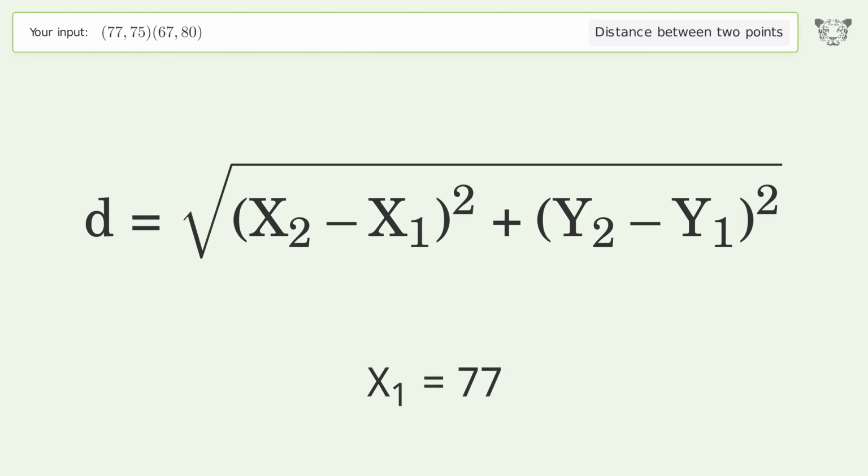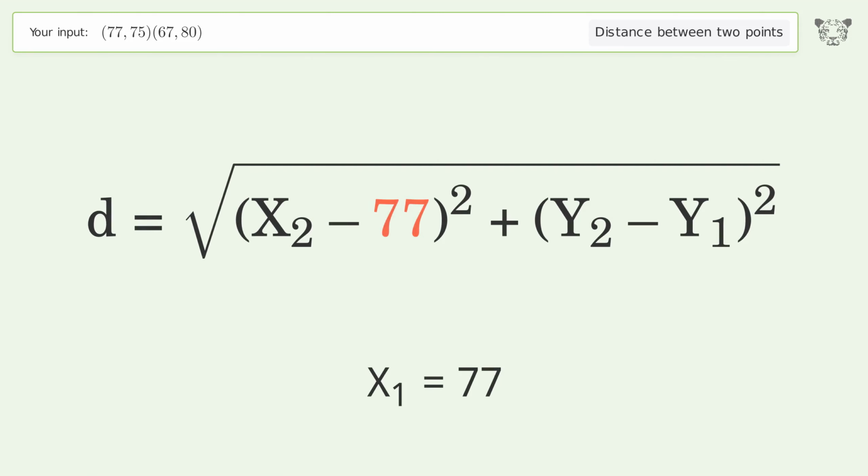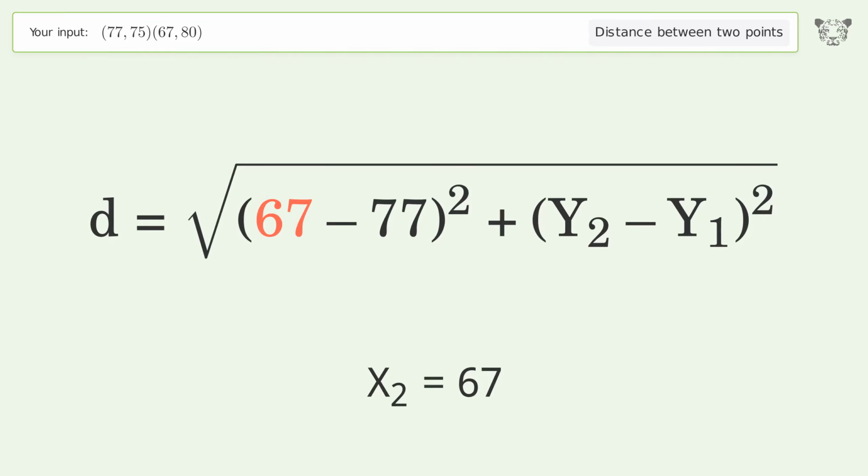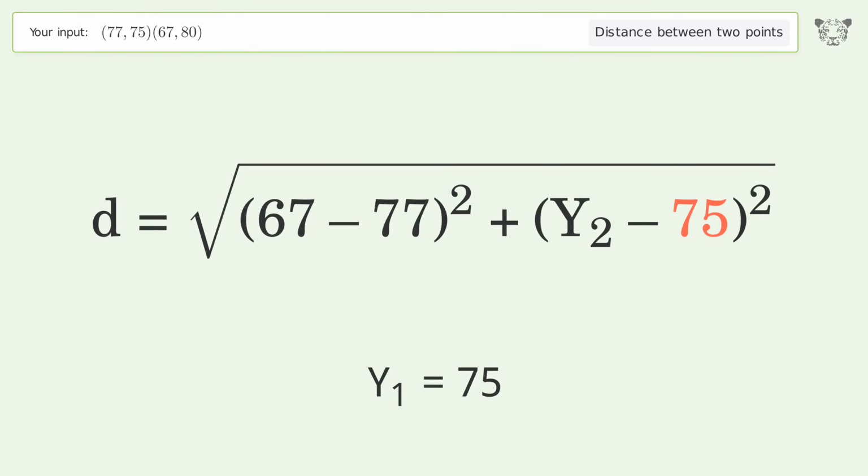x1 equals 77. x2 equals 67. y1 equals 75. y2 equals 80.